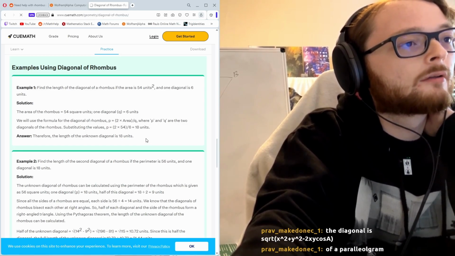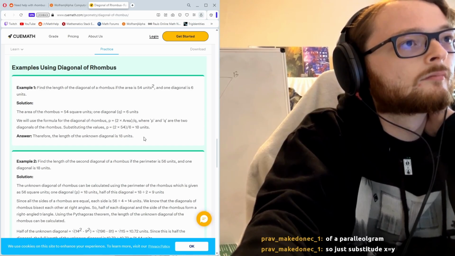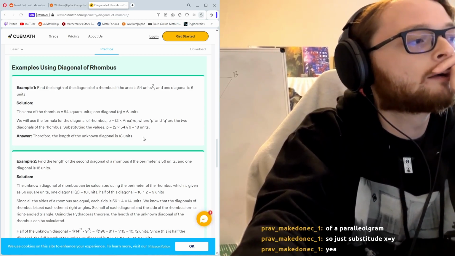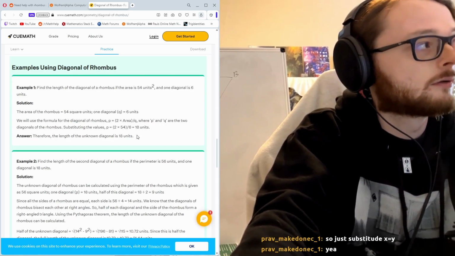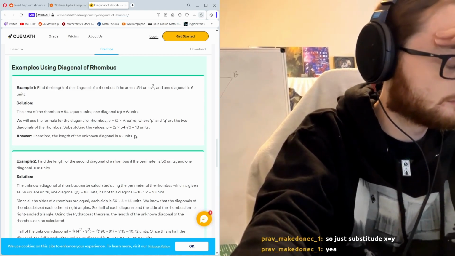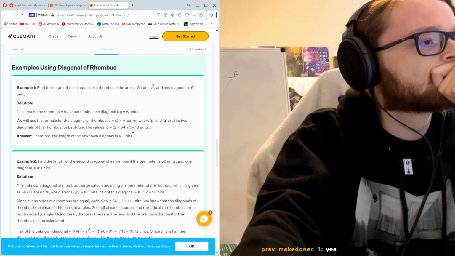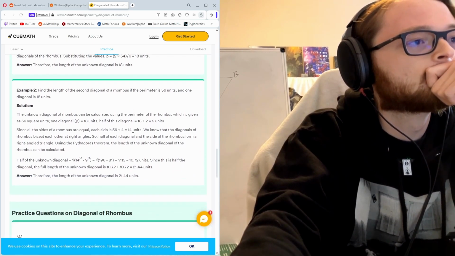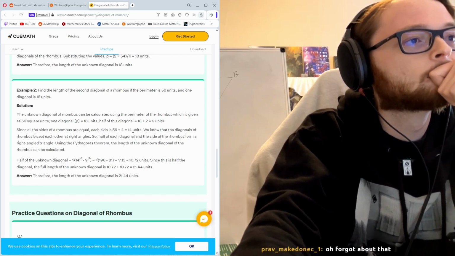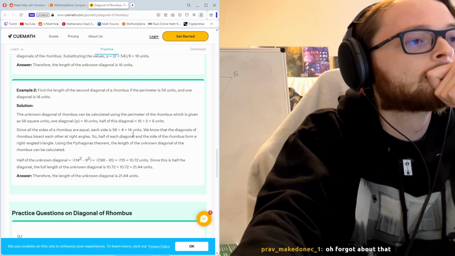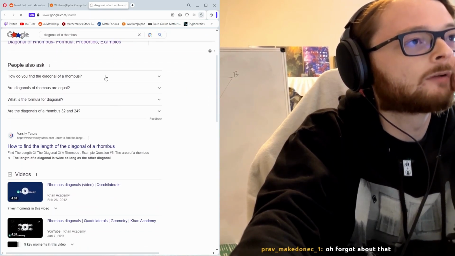But in this case, x and y are equal, right? Because we have a rhombus. We don't know the angle, though. Is that an issue? Can we get it another way? Yeah, I don't know. I think I'm just gonna move on from this one.